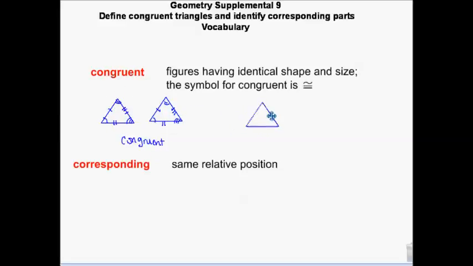Now if I take this triangle and this triangle, these are not congruent because they're not the same shape, nor are they the same size.